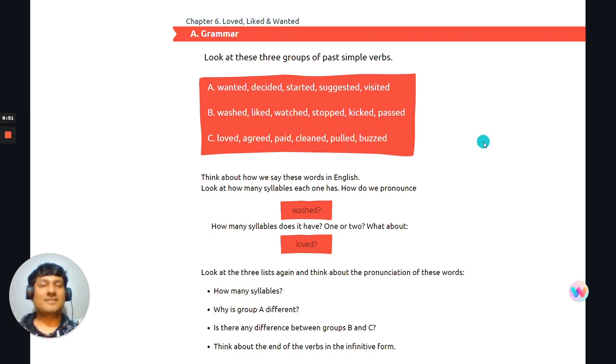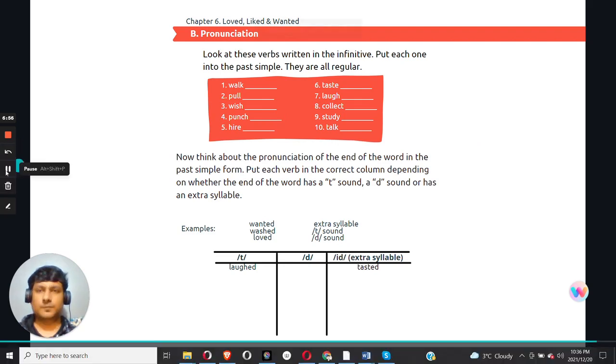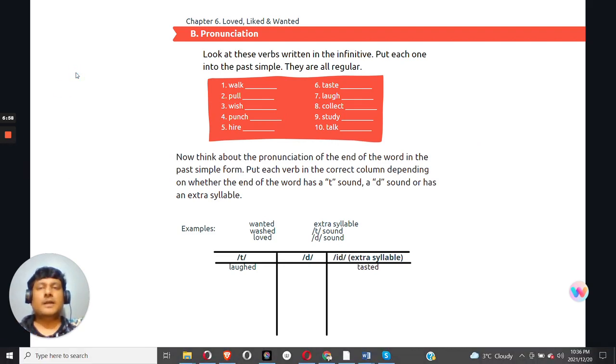Okay, check your answers and we're going to move on to our next slide, which is pronunciation. Okay, with this we are prompted with B, pronunciation, and we are asked to look at the verbs written in the infinitive, in the dictionary form, and it wants you to put each of them into the past simple. And they also tell you that they are all regular. So I want you to again pause the video, write them into the past simple form, and I'll give you the answers once you're back.